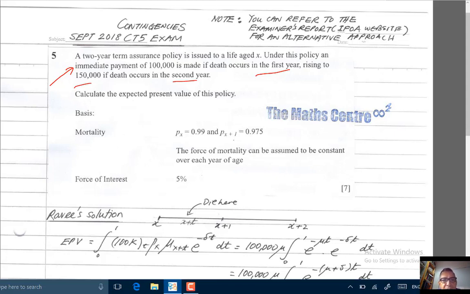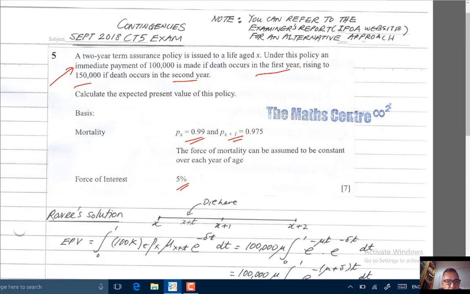Okay, we are dealing with a 2-year term assurance policy. We are asked to calculate the expected present value of this policy. They have given us the basis, mortality. They've given us px is 0.99, px+1 is 0.975. You know what this notation means. You're told the force of mortality can be assumed to be constant over each year of age. That's good. And the force of interest, delta, is 5%.